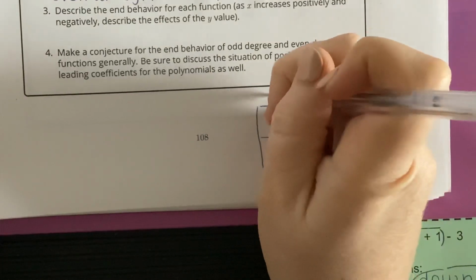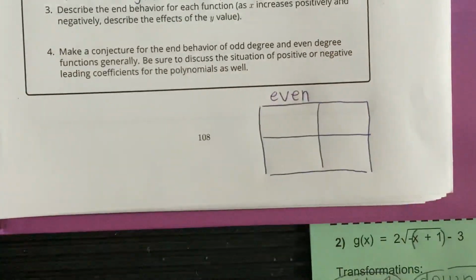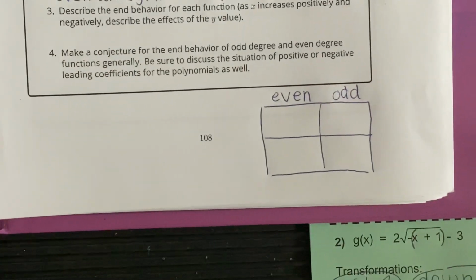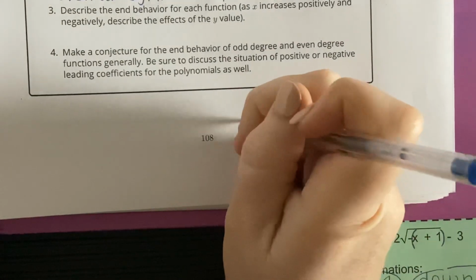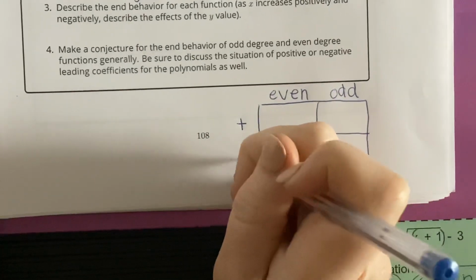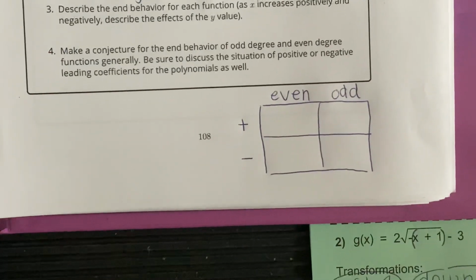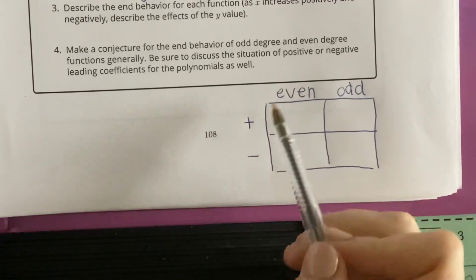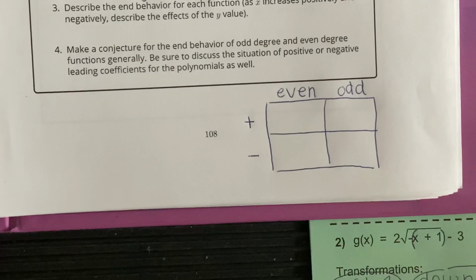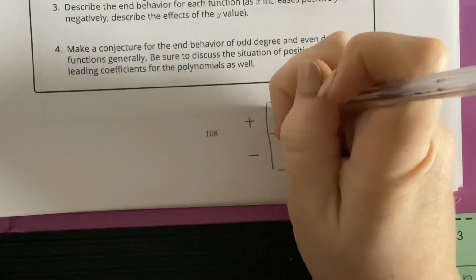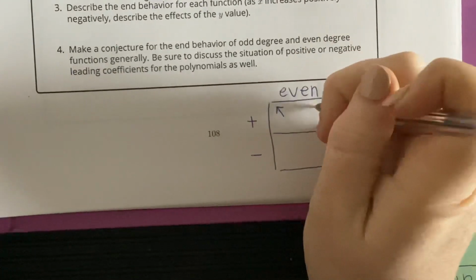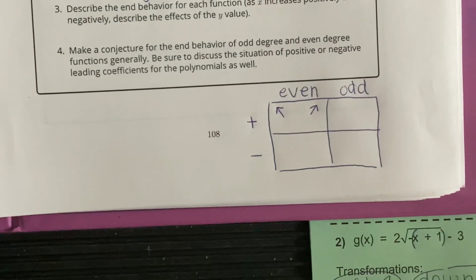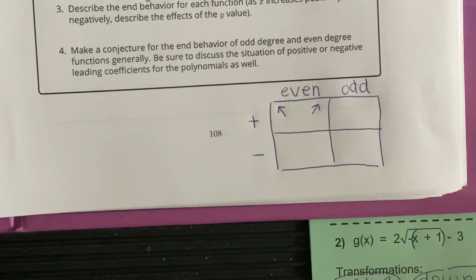Okay, this is going to be your even column. So if you have an even function, this is going to be your odd column. So if you have an odd function, this is going to be your positive row, and this is going to be your negative row. Okay, and this is going to be true for every single one. So if you have an even positive, that's like part A. If you have an even positive, it is going to go up to the left. It's going to go up to the right. You don't know what's going to happen in the middle, but it's going to go up left and go up right.